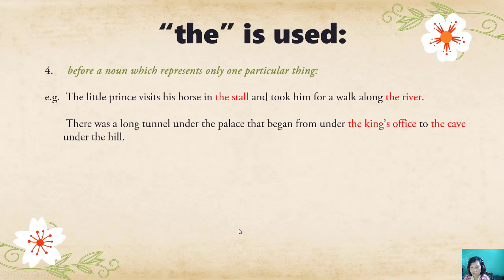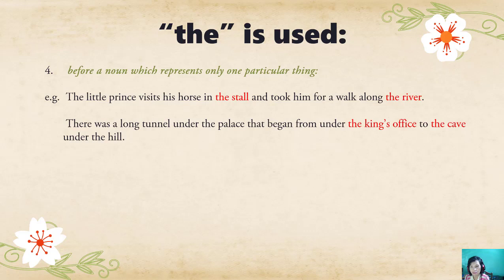Next, before a noun which represents only one particular thing. The little prince visits his horse in the stall and took him for a walk along the river. In this case, it is a particular through the context. We can know that this is definite because of the context. We must see the whole sentence, the meaning of the whole sentence.